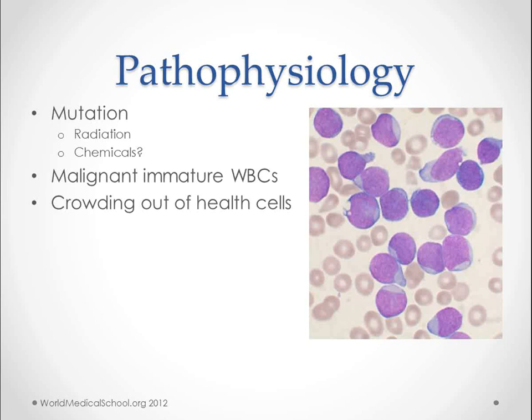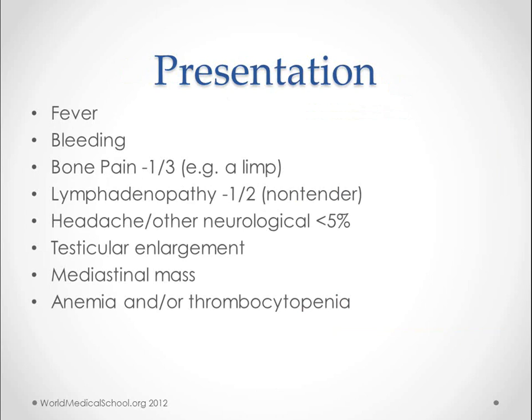So you can tell in this picture that these are lymphoblasts and not lymphocytes because they're bigger and you can see a little bit more cytoplasm. So these lymphoblasts are crowding out all the healthy cells. This is happening in the bone marrow and it happens in the peripheral blood as well. But the bone marrow is where we get a lot of our presenting symptoms like bone pain.